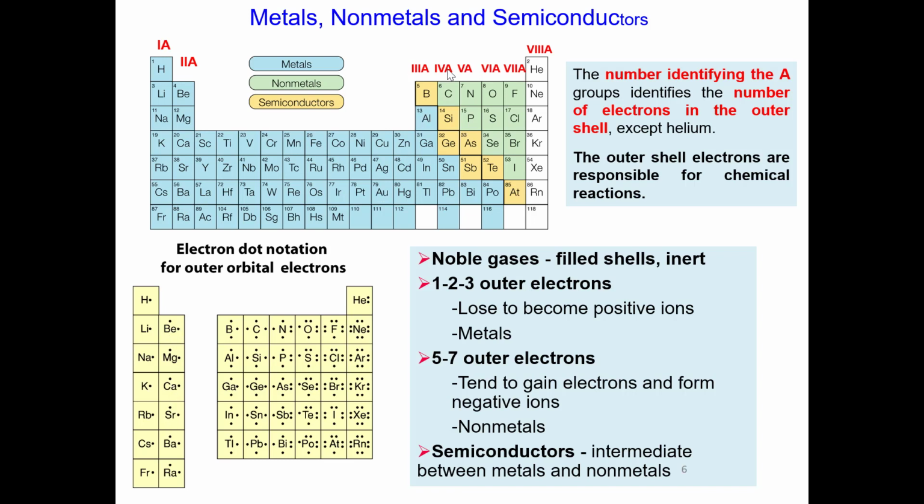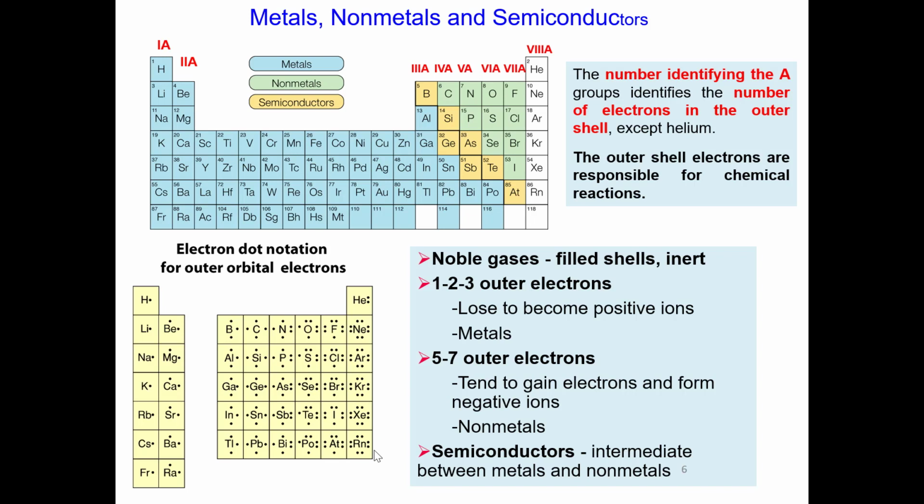And in the same way we have it for the other groups. Even though helium is in the A group, in group 8, we know it has just 2 electrons in the outer shell. But the other ones have 8 electrons, and this is why we have 8 dots. And here is the stable configuration.